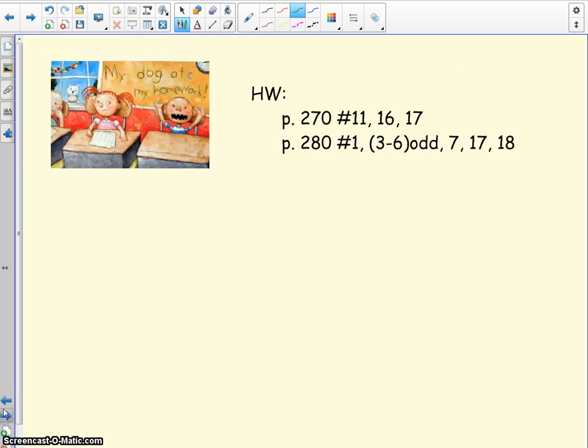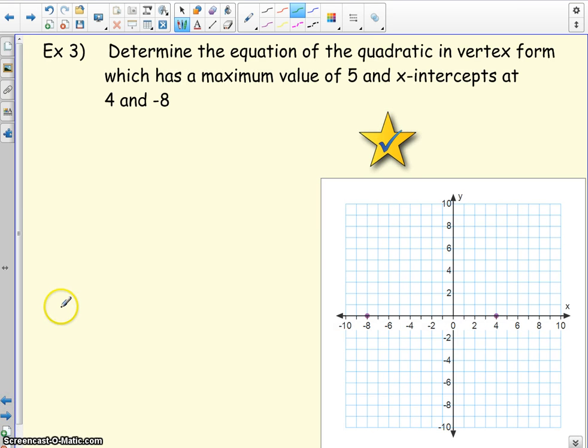Okay, so last example for the day. I'm going to let you try this one on your own first. I want you to find the equation in vertex form, and I'm giving you the maximum value, and I'm giving you the x-intercepts. Take a minute here and try to figure out what the equation would be in vertex form. And when you're ready to go through it together, again, just push play.